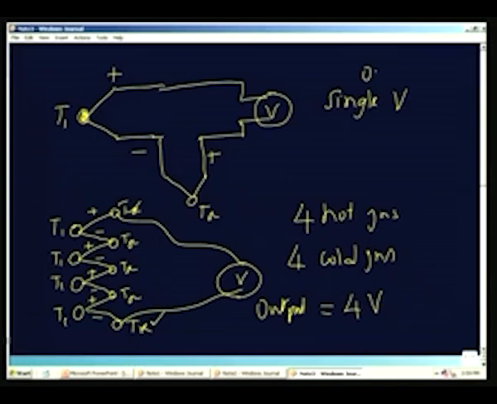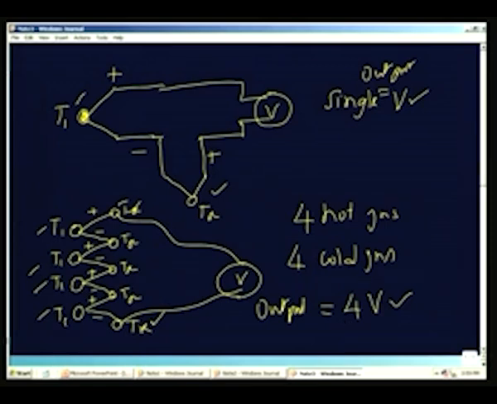Output is equal to V for a single hot junction and single reference junction. I have got 4 hot junctions and 4 cold junctions, as I explained just a while ago. These 2 together form one cold junction. So, there are 4 cold junctions, I get 4 times the output. That means that I am able to get a bigger output. For example, instead of 40 microvolts per degree, I will get here 160 microvolts per degree.